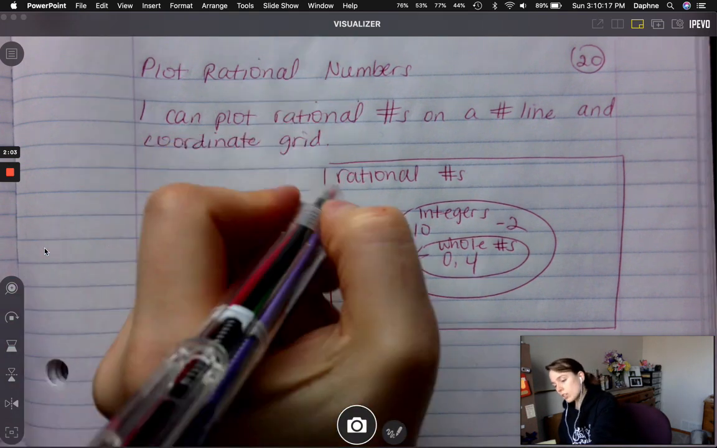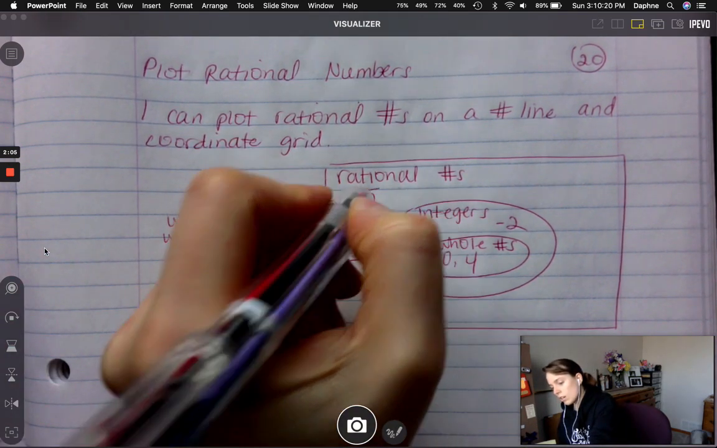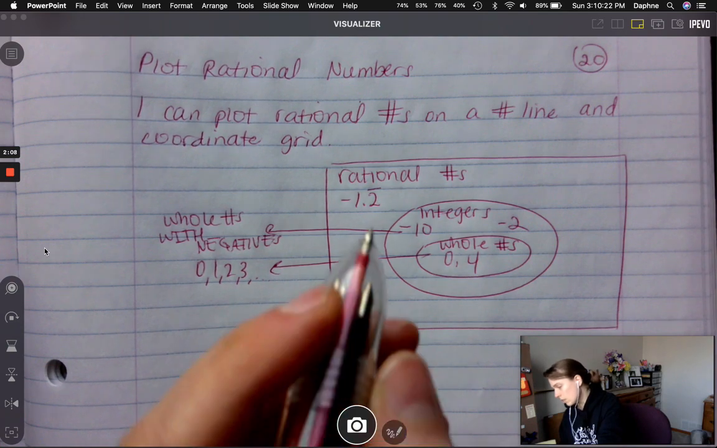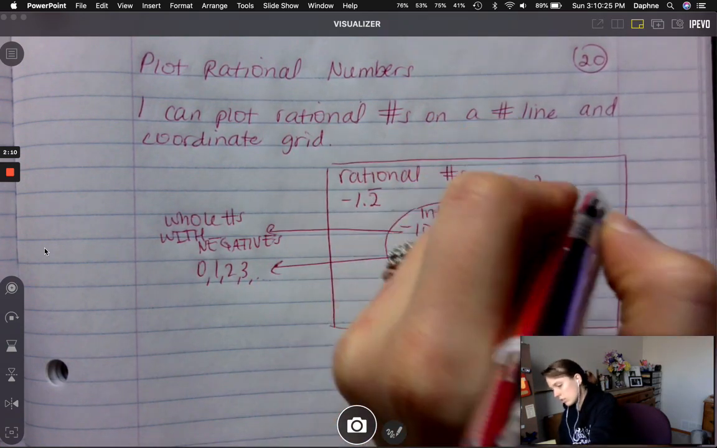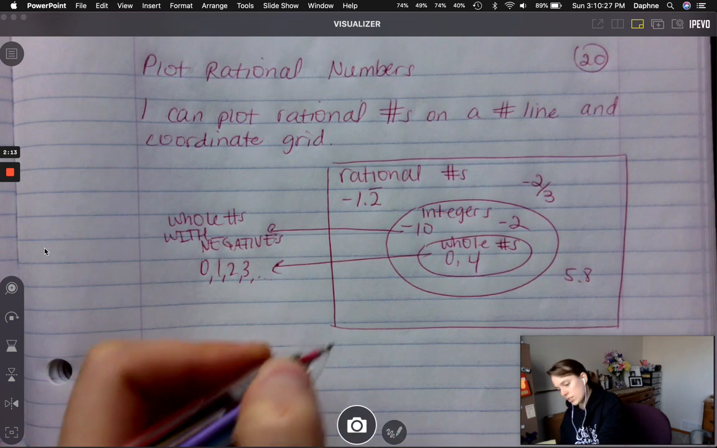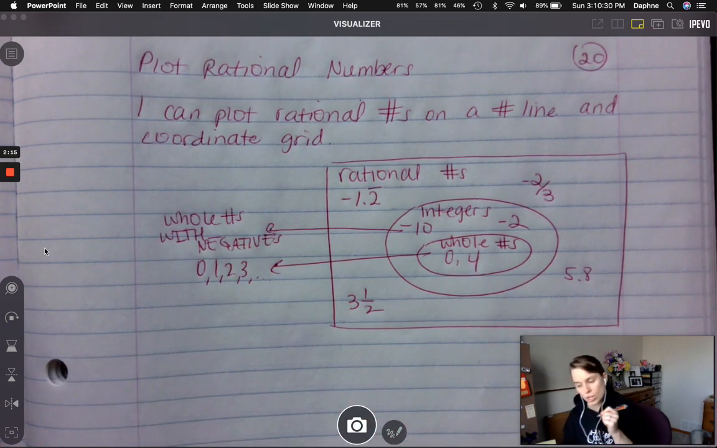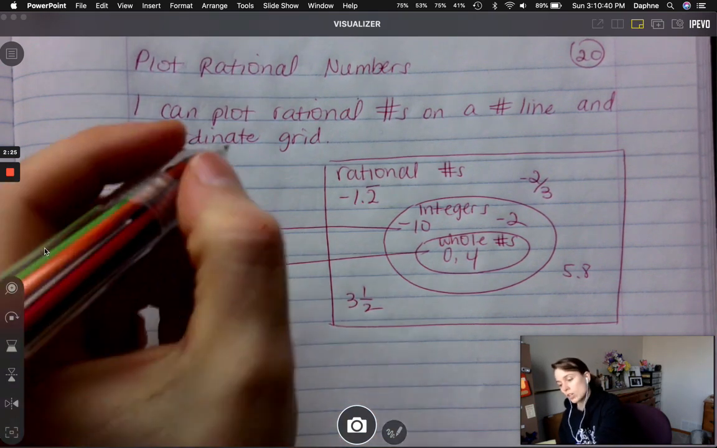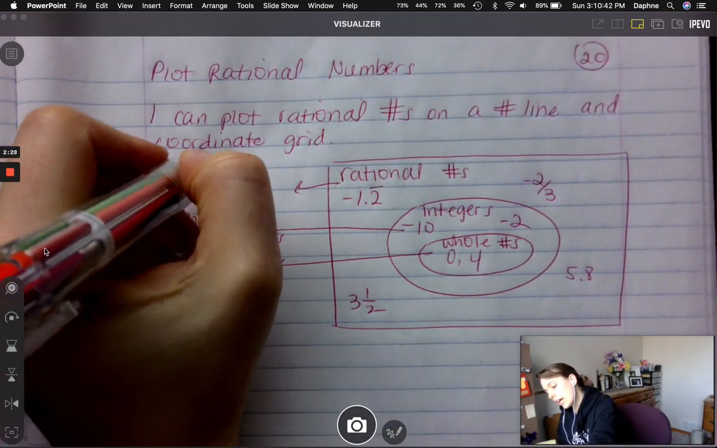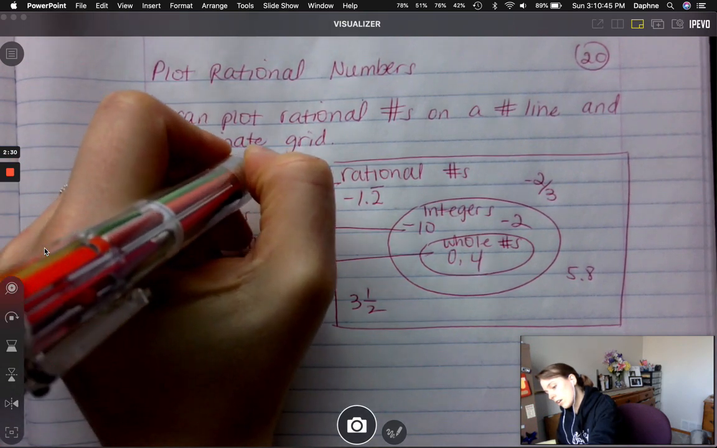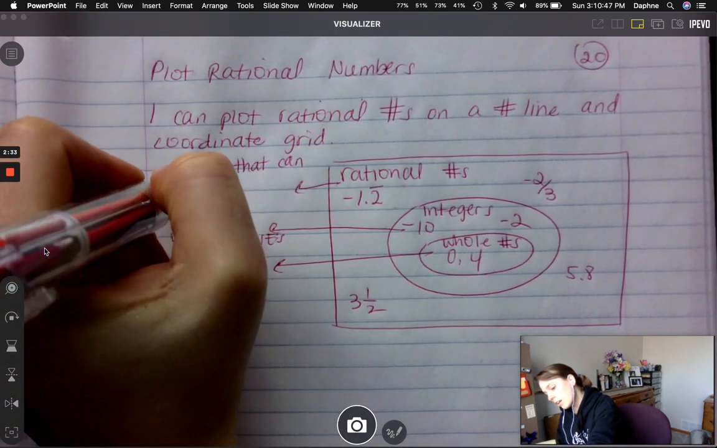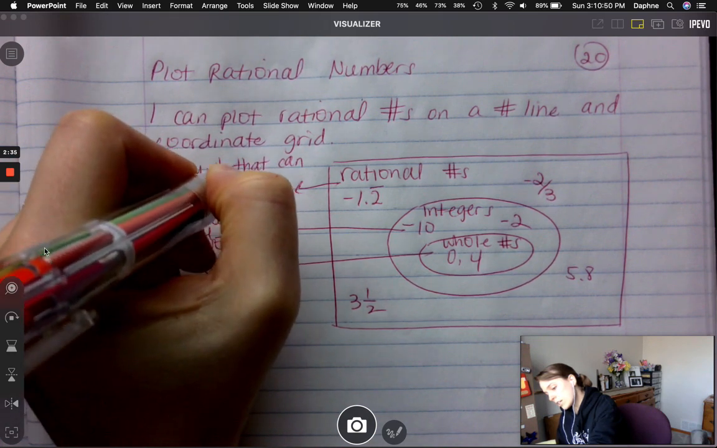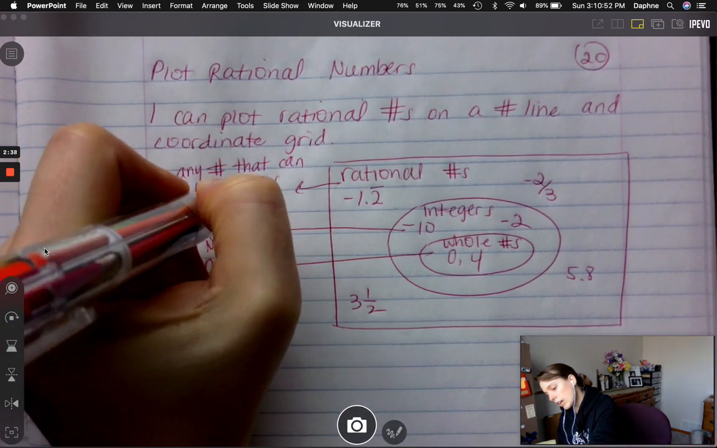So examples of rational numbers would be negative 1 and 2 repeating, and then negative 2/3, 5 and 8/10, 3.5. Notice we have some negatives, we have some positives, we have some mixed numbers, we have proper fractions, we have decimals, we have repeating decimals. So a rational number is any number that can be written as a fraction.